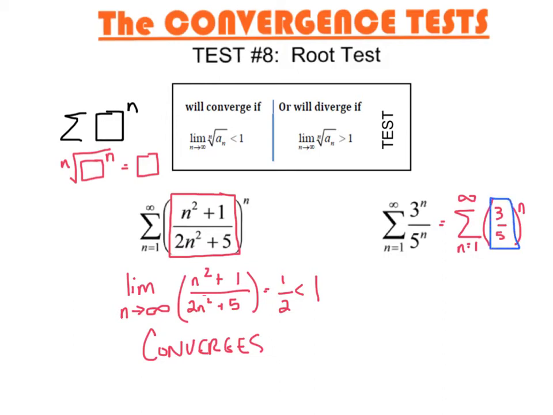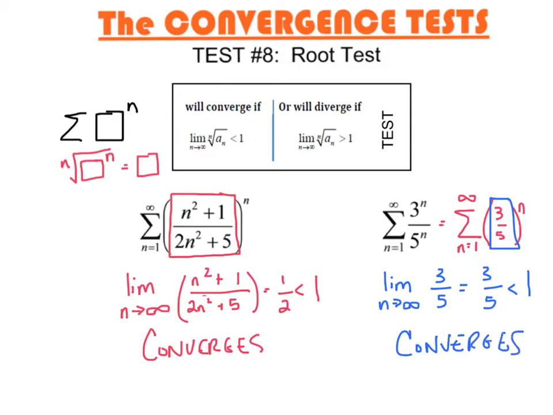We say the limit of this, silly as it is to do, because we know it's geometric, the limit of 3/5 as n goes to infinity is 3/5, which is less than 1. So this also converges. And again, the reason it's called the root test is essentially you're ignoring the fact this function has been raised to the nth power, and by quote unquote ignoring it, you're essentially taking the nth root of something to the nth power.